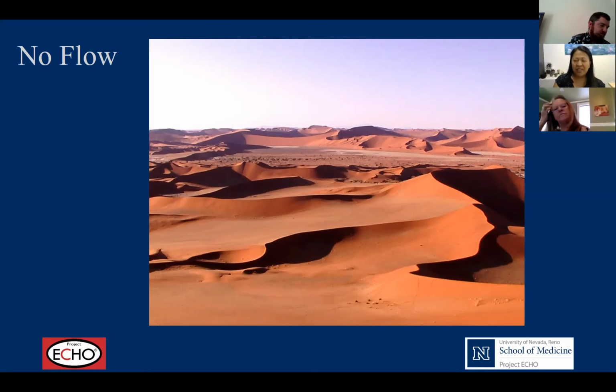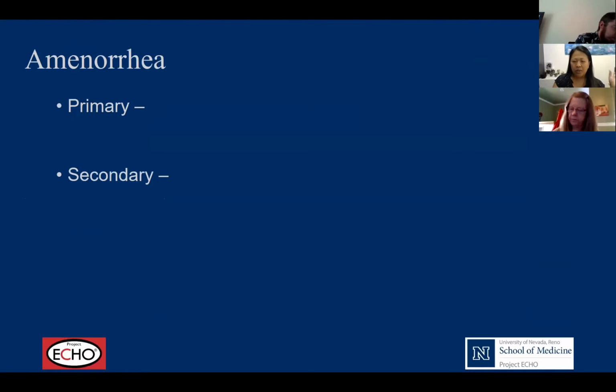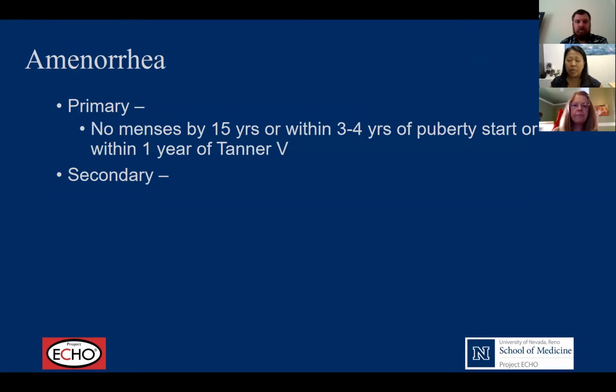If they tell you they have never had a period, or the periods have stopped, this is what you want to think about, okay? So you break this down for those girls who come in and either they haven't had a period in a really long time or haven't had a period at all. The former is primary. So if they haven't had a period by the time they're 15, or within 3 to 4 years of pubertal start, so that would be breast budding, or within 1 year of reaching Tanner 5 pubic hair or breast, if they haven't had a period in any of these scenarios, then you have to start doing more of an exploration, okay?